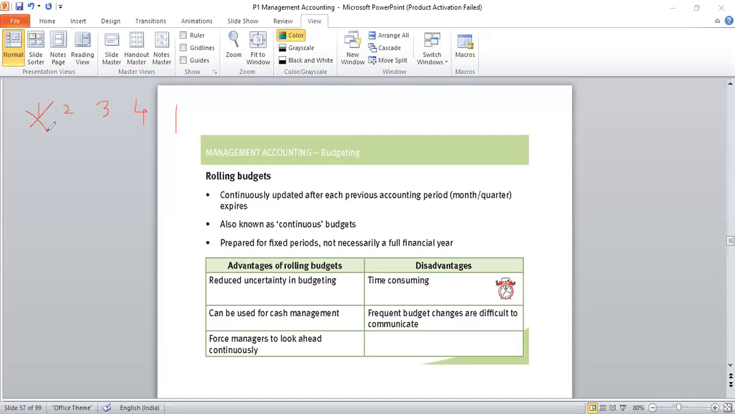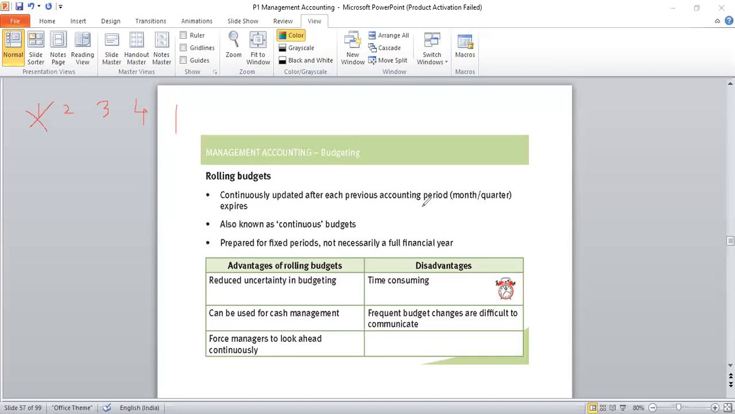So by anticipating for smaller periods of time and including them in the budget, the forecasting part can be taken up very easily. Instead of having all that which would happen during one full year, they can put it as short periods, which is 4 quarters, prepared and included in one budget. Because they have to continuously update, it's also called a continuous budget, rolling budget or continuous budget. It is continuously updated after each previous accounting period, either month or quarter. When it expires, that period's budget is dropped, and another similar period for which the budget is prepared is added. So this is also known as continuous budgets.